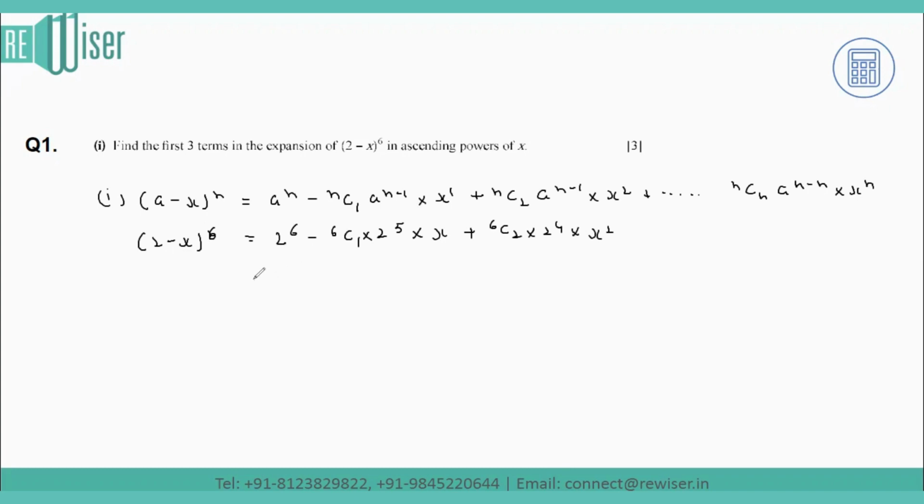So if we simplify it further, we get 64 minus 192x plus 240x square. So that will be the valid answer for this question.